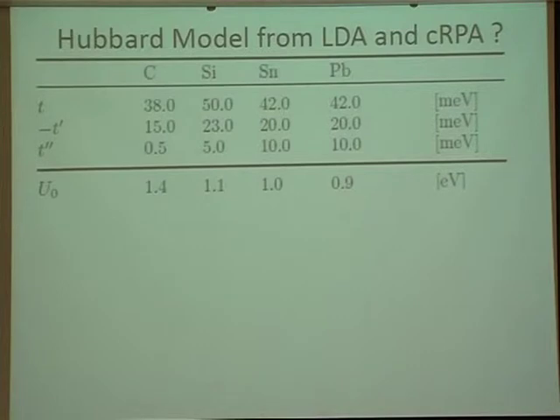And, well, remember your bandwidth, T, T prime, T double prime of the order of a few milli-electron volt here. The Hubbard U is in electron volt. So you conclude that you will immediately kill any metallic character. You should make it Mott insulating, if this is true. 1 eV, 1.4 eV, 0.9 eV.